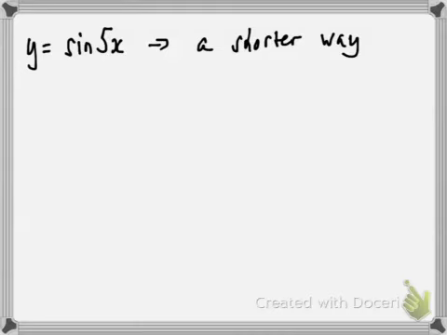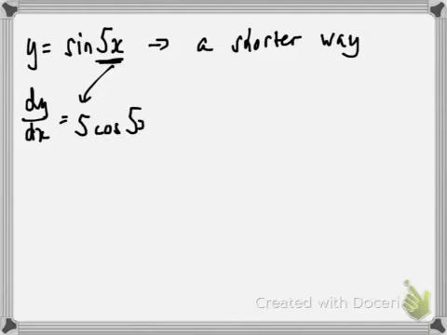Let's work through that again. So here's the shorter way. dy dx equals the derivative of 5x, which is 5. Sine changes to cos, the 5x stays the same.